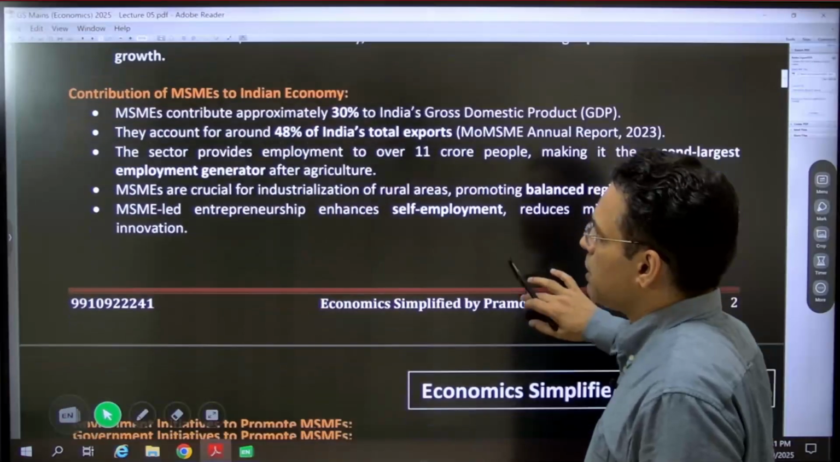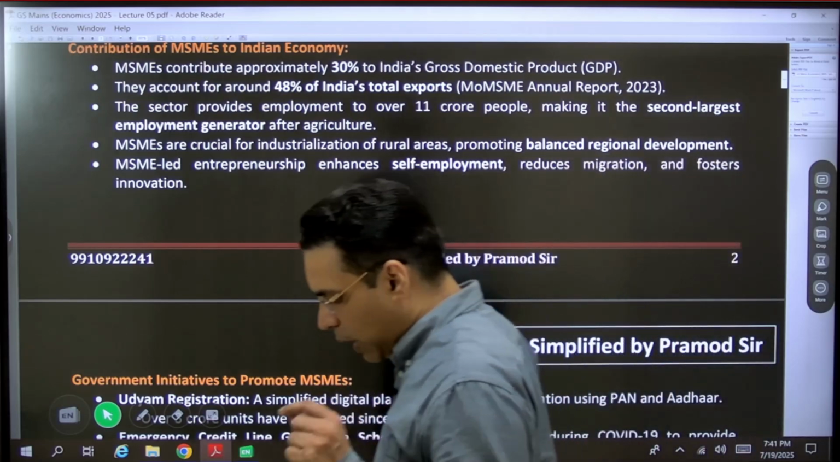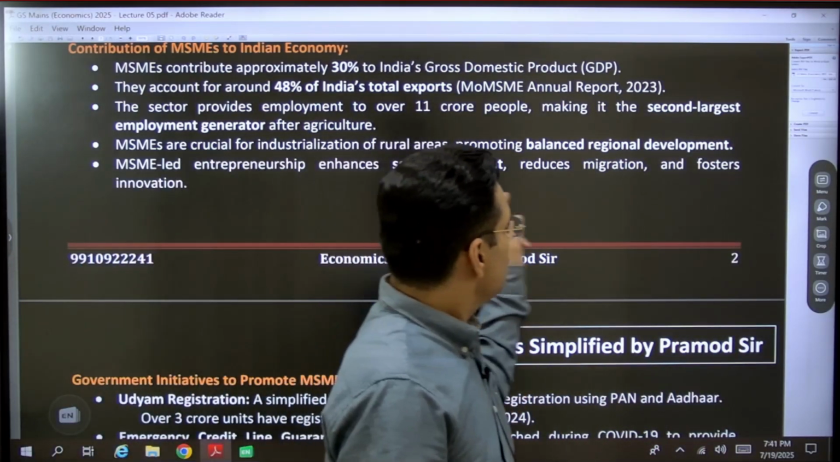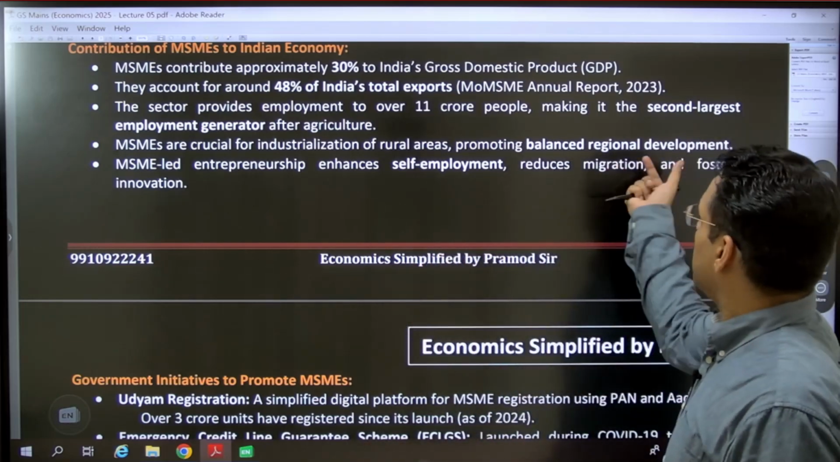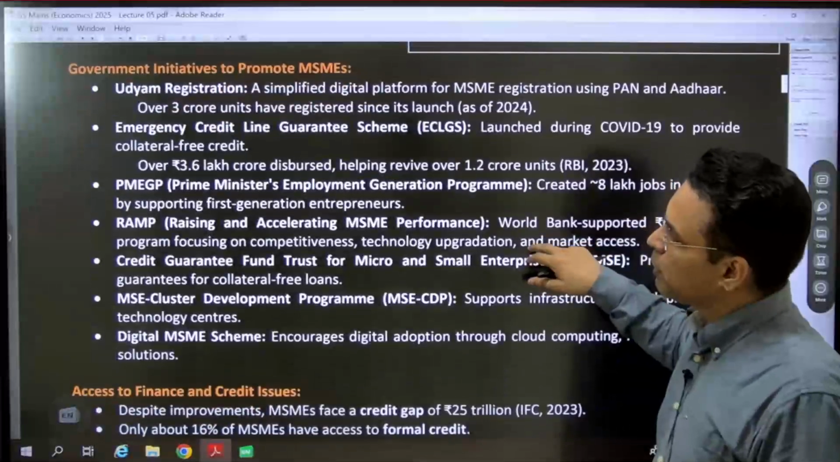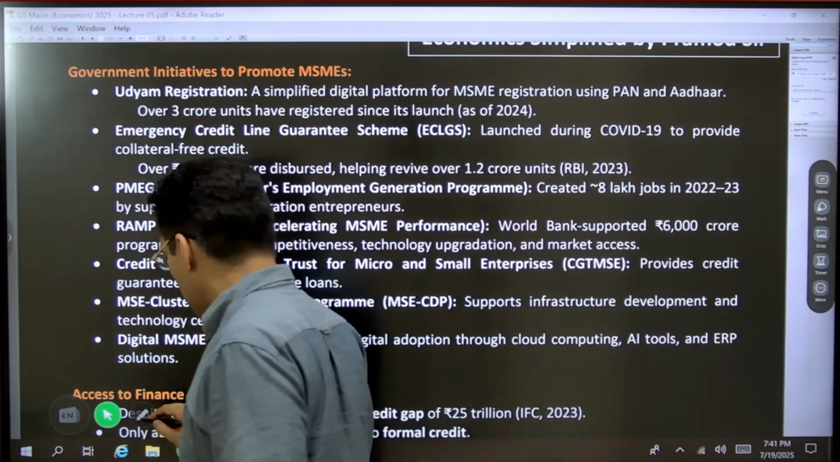So MSMEs are crucial for industrialization in rural areas, promoting balanced regional development. Now, a lot of your MSMEs are agriculture based or food processing industry. So we have to focus on the balanced regional development, and this can help us. Now, what are the initiatives? Remember all these initiatives. Make a list of these pointers, and you can put them in your answers.